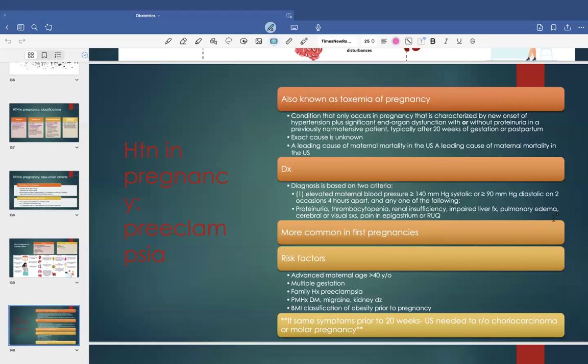If a patient presents with the same symptoms prior to 20 weeks, the ultrasound needs to rule out a choriocarcinoma or molar pregnancy. Choriocarcinoma we talked about, that's that cancer that develops, or molar pregnancy, which we'll talk about later. That's a tumor in the uterus. It is non-viable.